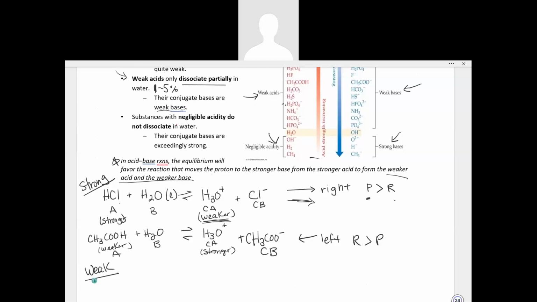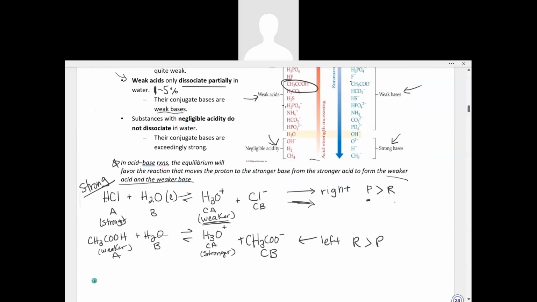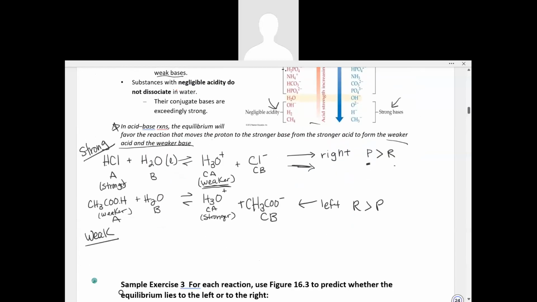When we have our weak acid here, our acetic acid compared to our hydronium, notice that now the hydronium will actually be the stronger of the two acids. So here's acetic acid down here, hydronium is stronger above. So we're going to move away from hydronium. So our equilibrium will shift to the left to give us more reactants than products at equilibrium.